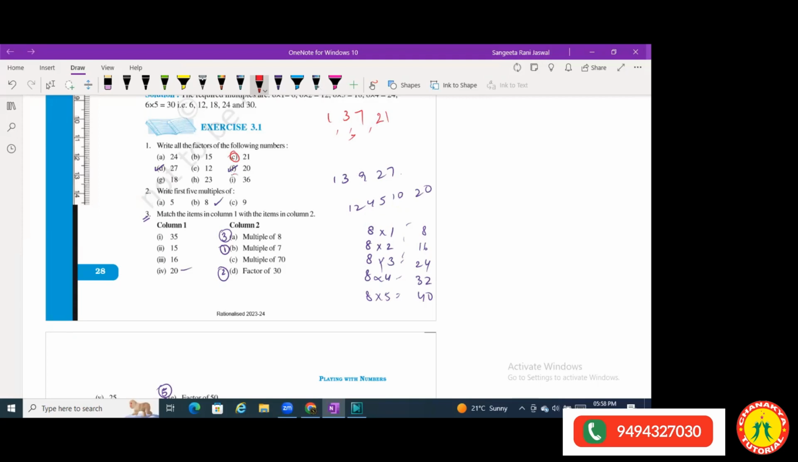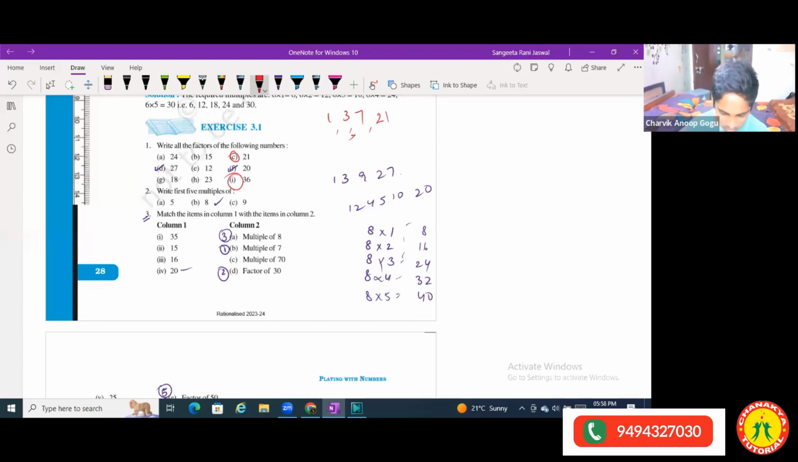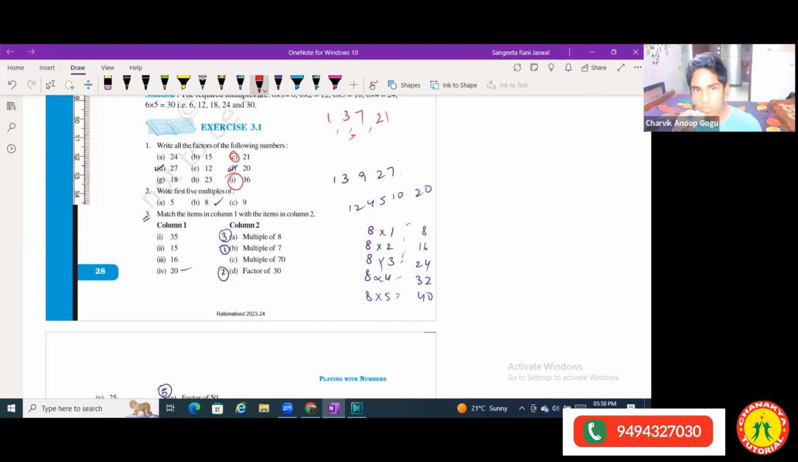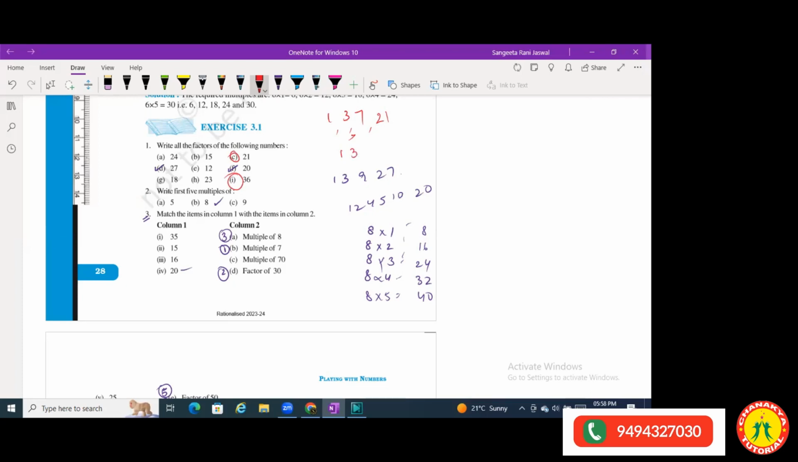Okay, write the factors of 36. Charvik, let Charvik say. Not able to hear, please write in the chat box. Write the factors of 36 in the chat box. I'm not able to hear Charvik. I once asked him to remove his earphones and try. But then how will he listen to me without earphones? Write in the chat box, Charvik.